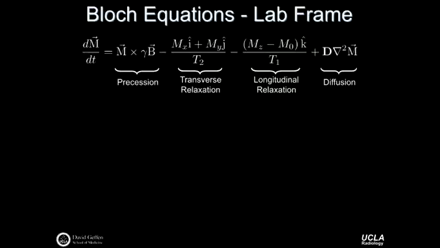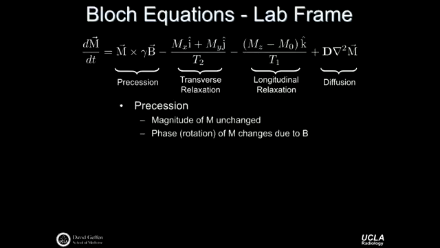If we look at them closely, I labeled some of these already. This was in the lab frame. The first term is a precessional term. The second term governs the so-called transverse relaxation. The third term, the longitudinal relaxation. And this last term governs diffusion. We'll drop this term pretty soon and won't revisit it unless we have time at the very end of the lecture. We know what the precessional term does.